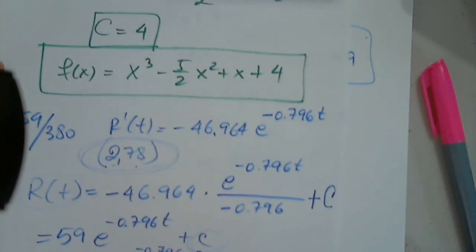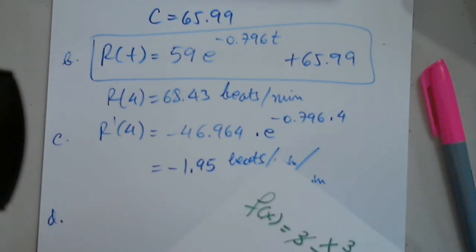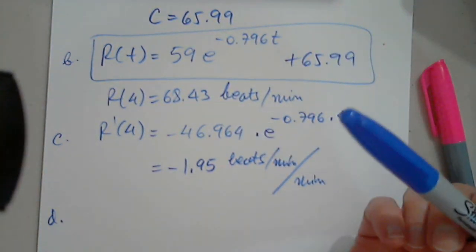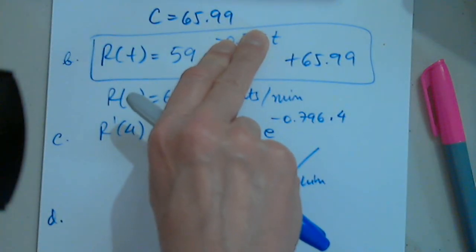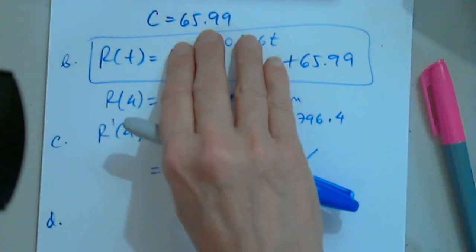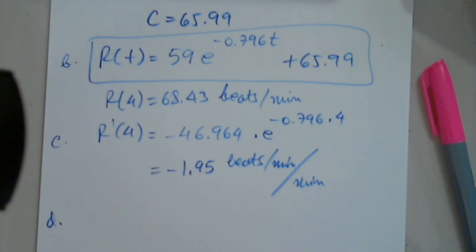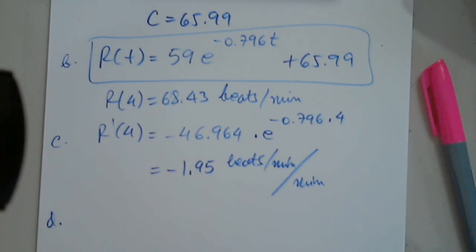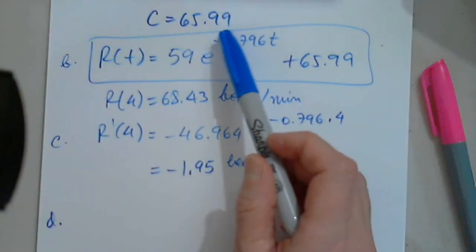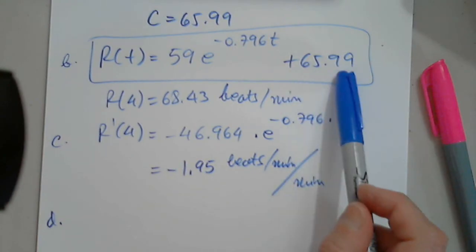Wouldn't the constant be the resting heart rate? So any number you plug in over 30 minutes works. Here's why: as t approaches infinity, as Nick said, this will approach 0. That's why this term is 0, and that is the resting heart rate. Very good point. So as t approaches infinity, this quantity approaches 0, and 0 times 59 is 0, and that's how we get the 65.99.